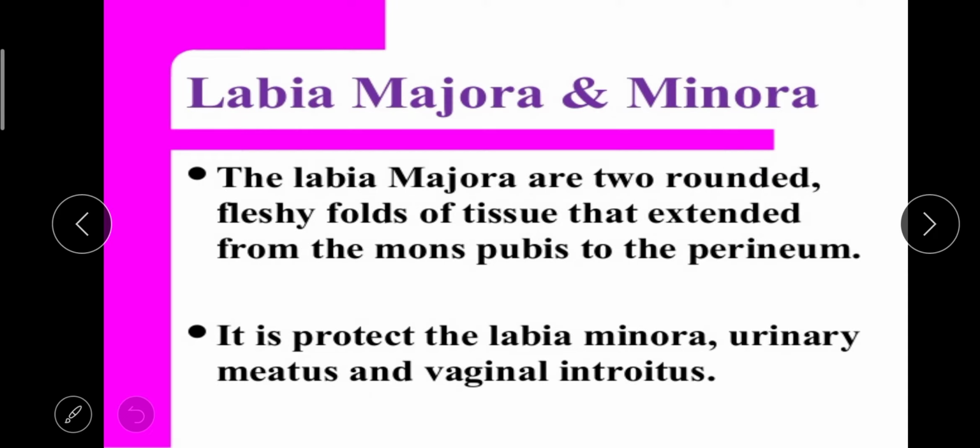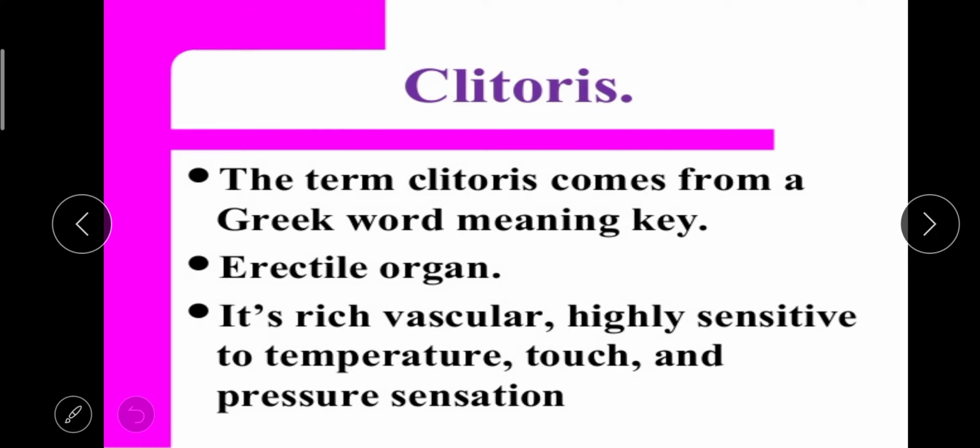Next, coming to labia majora and labia minora. The labia majora are two rounded fleshy folds of tissue that extend from the mons pubis to the perineum, and they protect the labia minora, the urinary meatus and the vaginal entrance. So this is about the labia majora and minora.